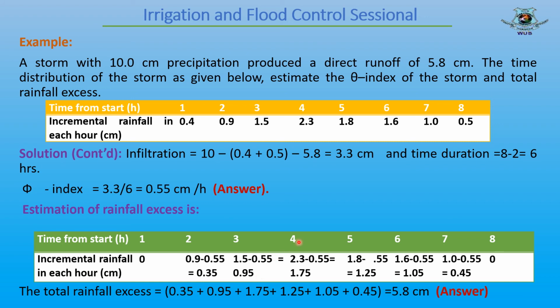Similarly, we have done the same calculation for the 4th, 5th, 6th and 7th hour. And if we sum all these individual hour rainfall excess values, we will get the total rainfall excess, which is 5.8 centimeter.